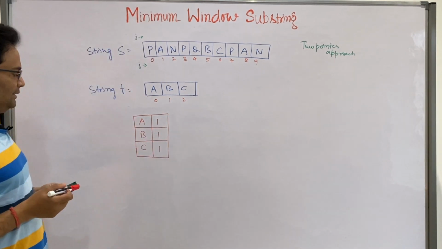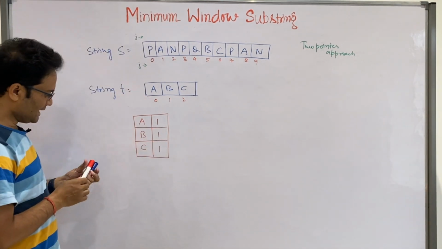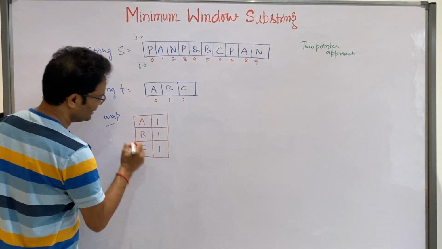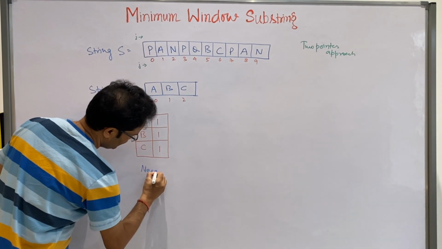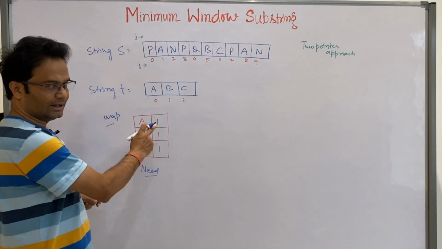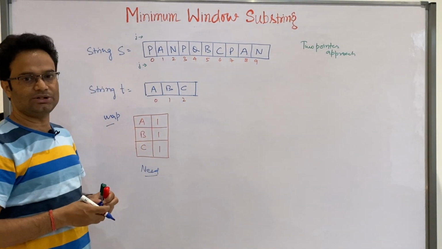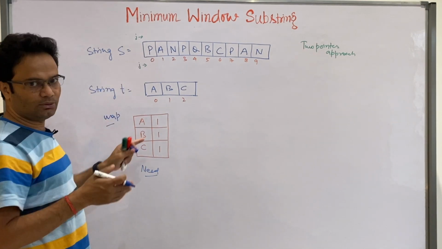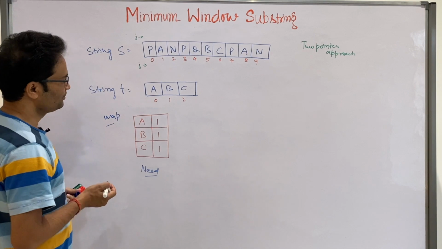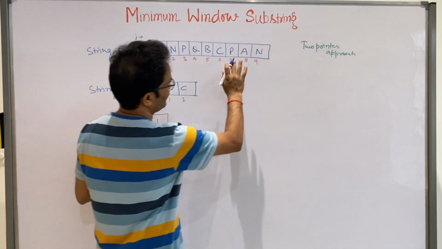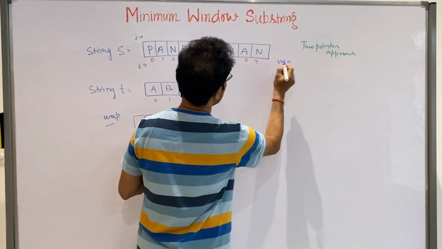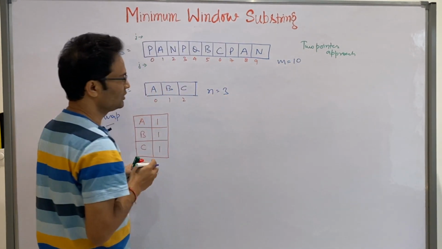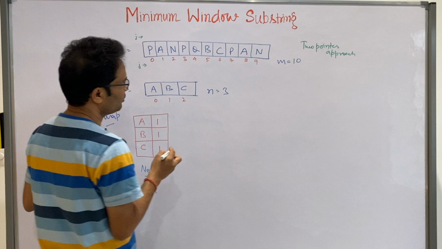Once you get it, why am I making this map? Because this is my requirement: we need A1, B1 and C1 in the main string, right? So once we get them, we will reduce the number. How can you do that? And make the counter also. Suppose this is M, length is 10, and this is N, length is 3, right? And make one counter also.